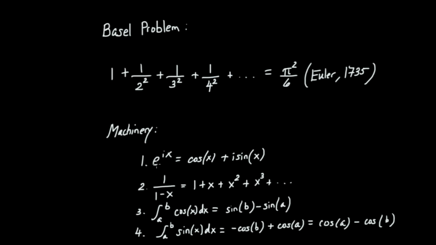First, we're going to need Euler's formula, which is e to the ix is equal to cosine x plus i times sine x. Secondly, we're going to need that 1 over 1 minus x can be written out as a power series as 1 plus x plus x squared plus x cubed and so on. That can be seen as a geometric series, and this is just the formula for the sum of a geometric series. Thirdly, we're going to need the integral of cosine x from a to b is sine of b minus sine a. Just a very simple calculus fact. And fourthly, we're going to need that the integral of sine x from a to b is minus cosine b plus cosine a, which is also equal to cosine a minus cosine b.